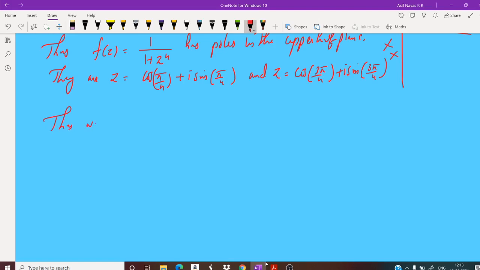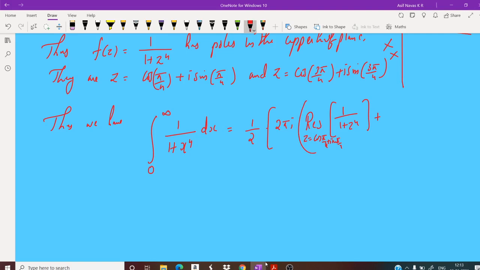We have to calculate the integral from 0 to infinity of 1 by 1 plus x raised to 4 dx, which is equal to 1 by 2 times 2 pi i times the sum of the residue at z equal to cos pi by 4 plus i sin pi by 4 of 1 by 1 plus z raised to 4, plus the residue at z equal to cos 3 pi by 4 plus i sin 3 pi by 4 of 1 by 1 plus z raised to 4. Is it clear? So now our aim is to find the residue of these two quantities.